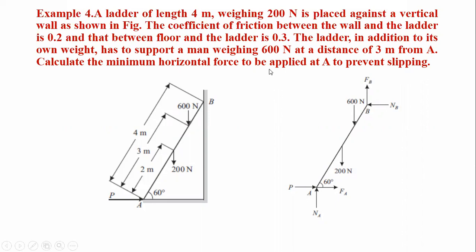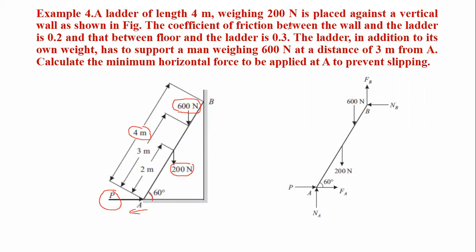Now, if you see in this figure, the total length of the ladder is given as 4 meter. The weight of that ladder is 200 Newton, and it is supporting a man having a weight of 600 Newton, and it makes an angle of 60 degree over here. And how much P force is required to prevent this ladder from sliding in this direction? That is what we have to find out over here.